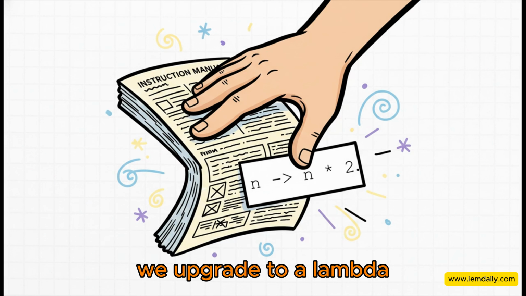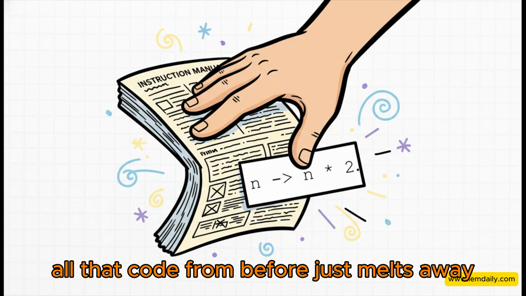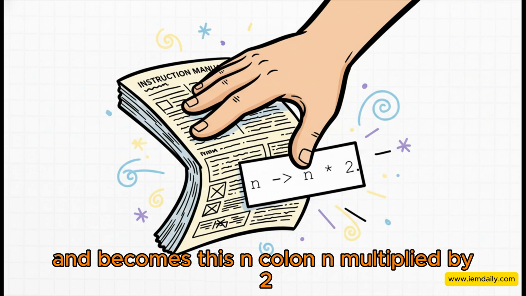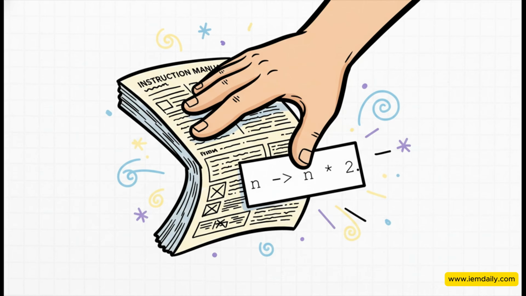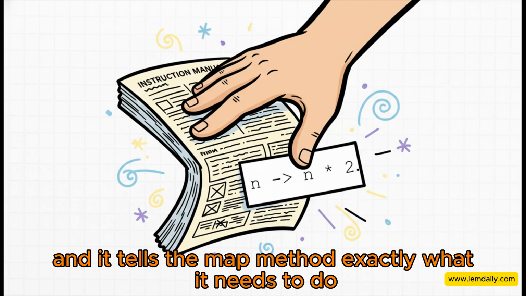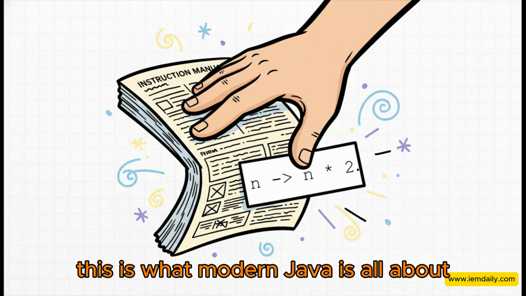And boom, we upgrade to a Lambda. All that code from before just melts away and becomes this: n multiplied by 2. It's short, it's clear, and it tells the map method exactly what it needs to do. This is what modern Java is all about.